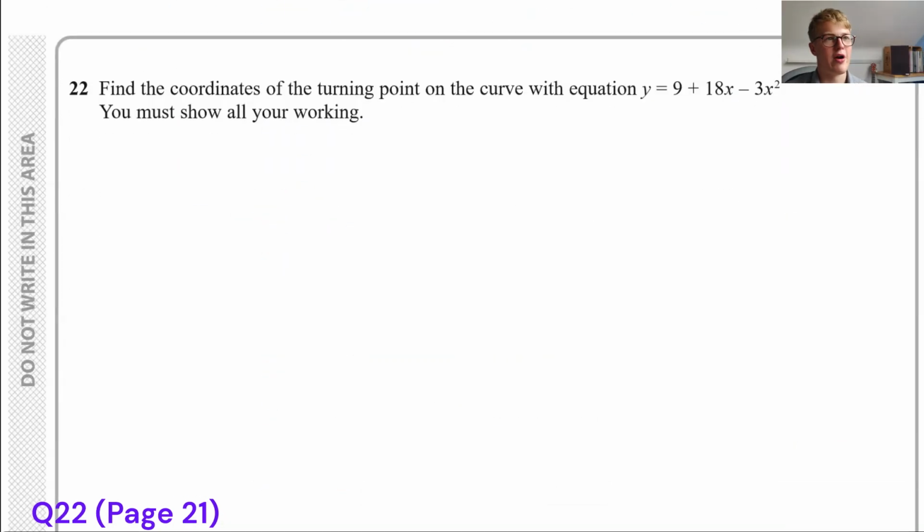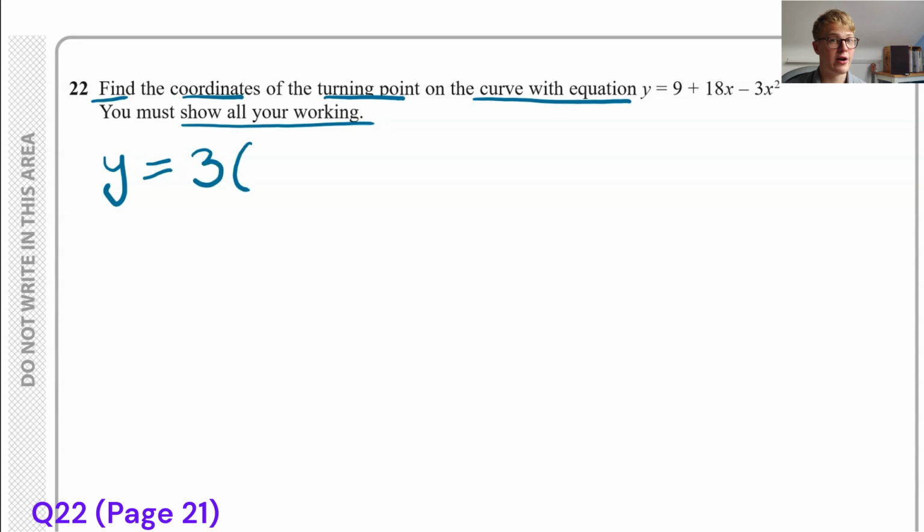Find the coordinates of the turning point on the curve with the equation y equals 9 plus 18x minus 3x squared. You must show all your working. So here we need to complete the square and then we can find our answer.